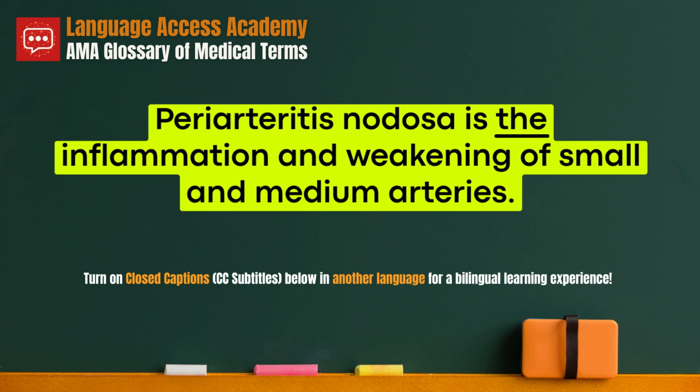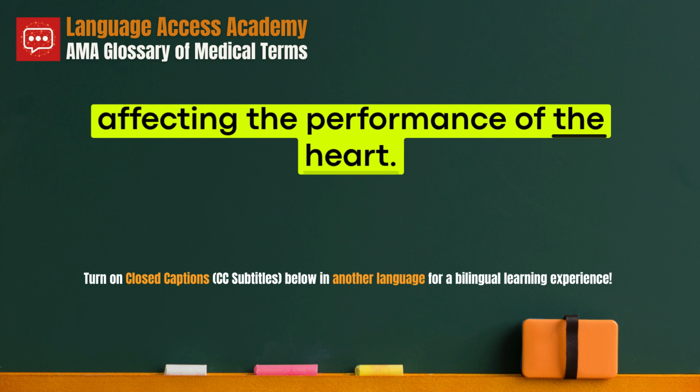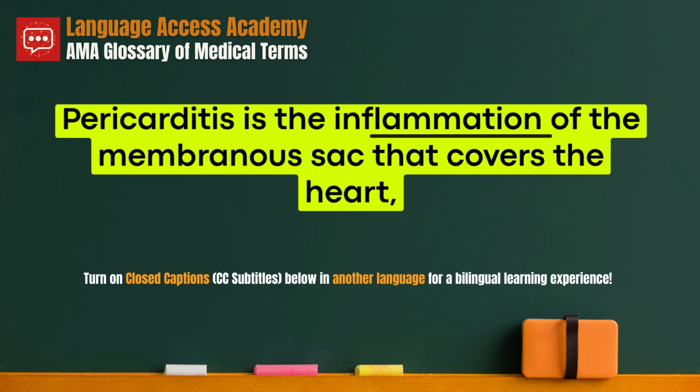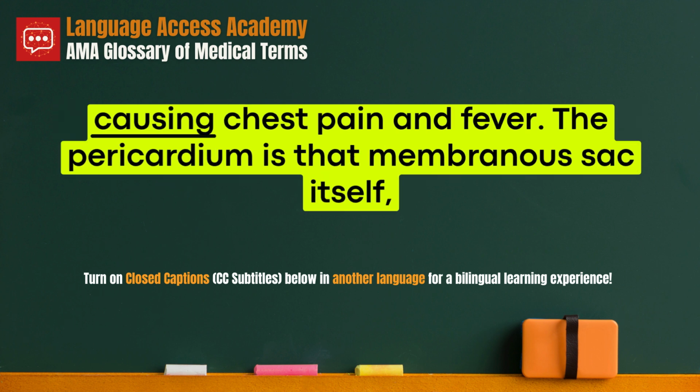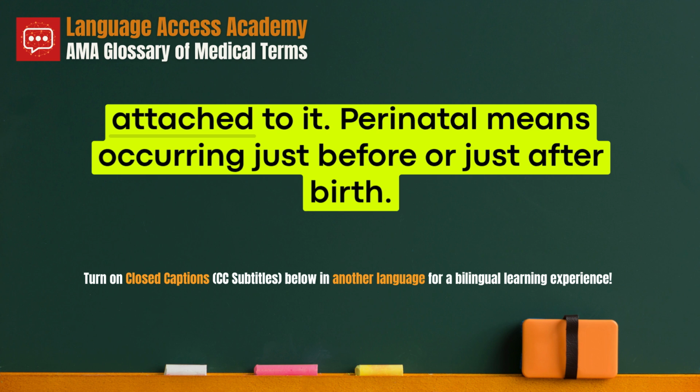Periarteritis nodosa is the inflammation and weakening of small and medium arteries. Pericardial effusion is fluid buildup inside of the pericardium, affecting the performance of the heart. Pericarditis is the inflammation of the membranous sac that covers the heart, causing chest pain and fever. The pericardium is that membranous sac itself, which covers the heart and the base of the blood vessels attached to it. Perinatal means occurring just before or just after birth.